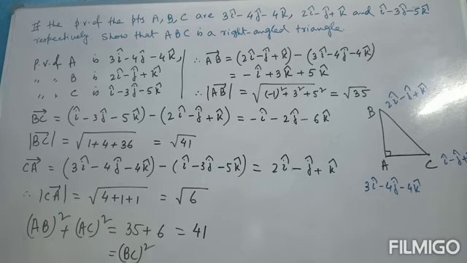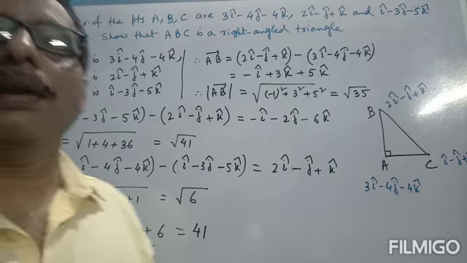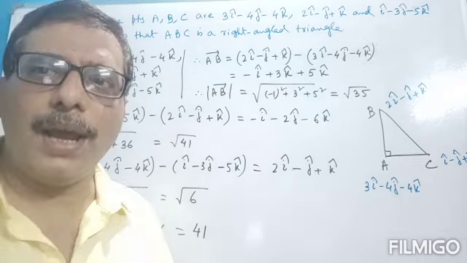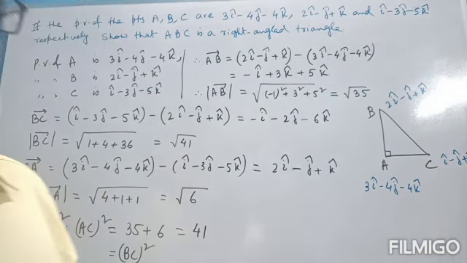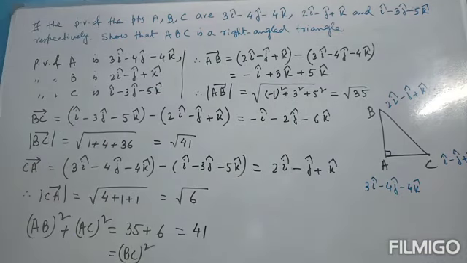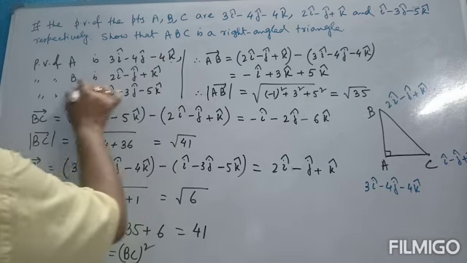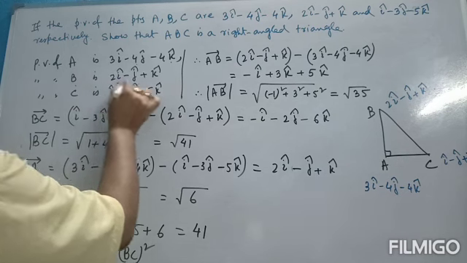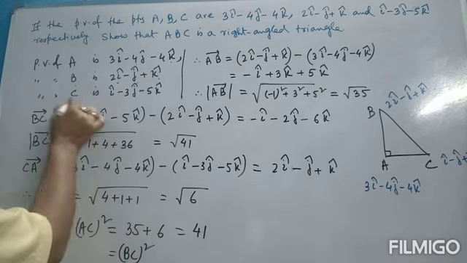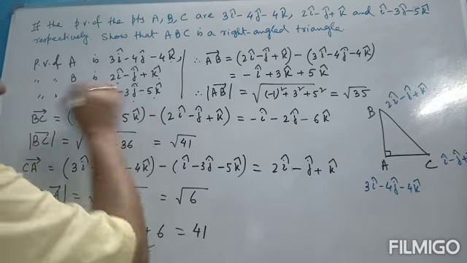We just use the Pythagoras theorem: perpendicular square plus base square is equal to hypotenuse square. That means the sum of the squares of two sides is equal to the square of the third side. Okay. So here we write the position vector of A as 3i minus 4j minus 4k, the position vector of B as 2i minus j plus k, and the position vector of C as i minus 3j minus 5k.